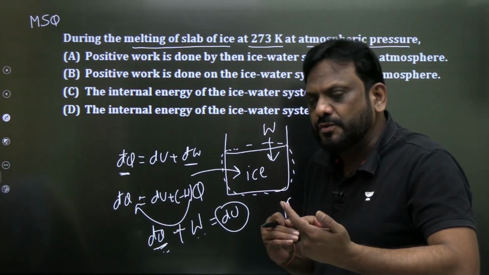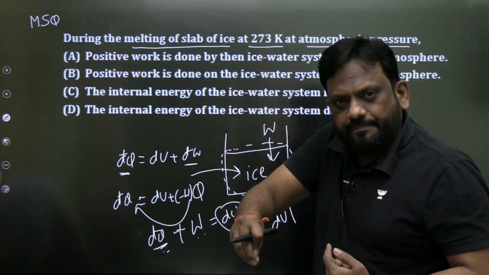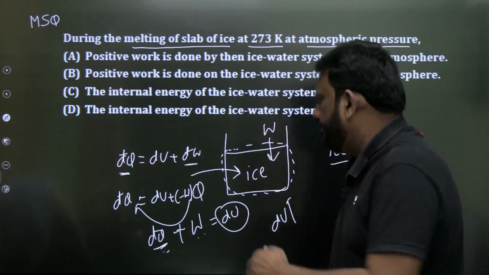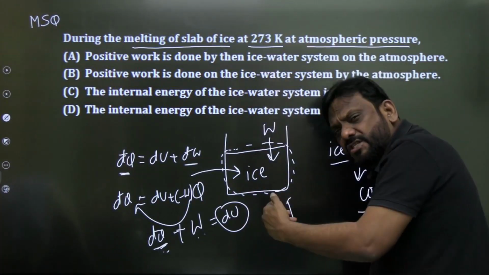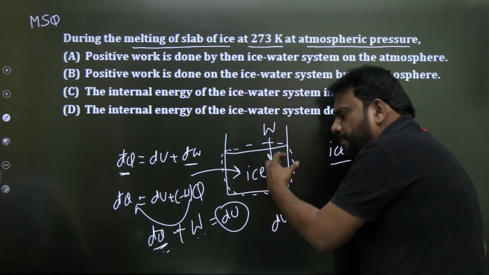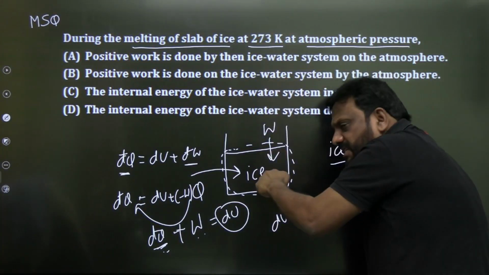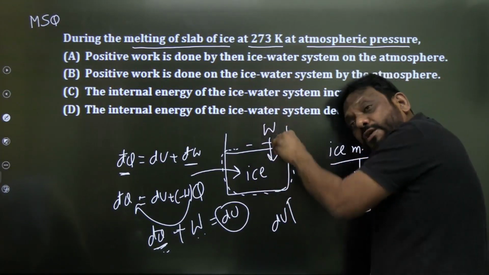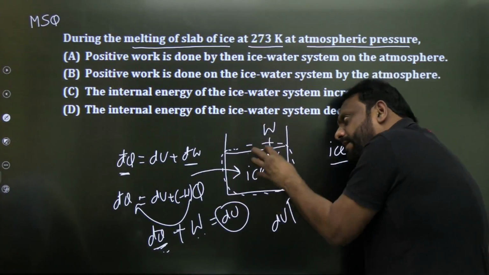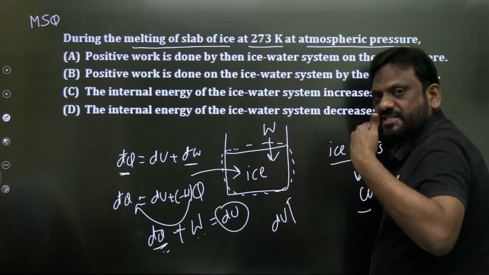So heat supply is positive and work is done on the system. Means both energy interactions are added to the system. Definitely when work is done on the system, because it is contracting, when it melts, it contracts, the volume is decreasing. So work is done on the system. So therefore energy is transferred to the system. Heat is supplied to the system. That's why it is melting. So both are added to the system. That's why the internal energy increases.